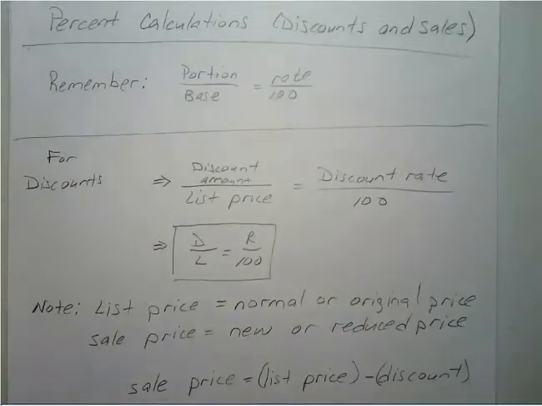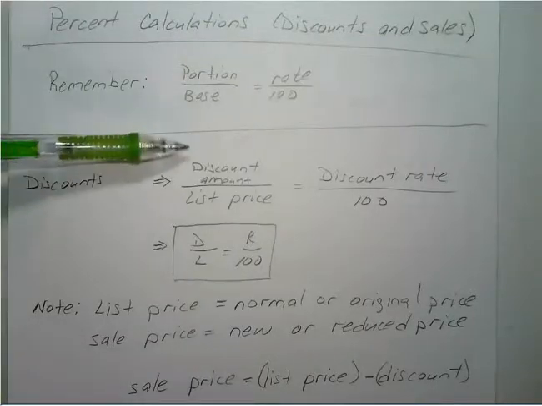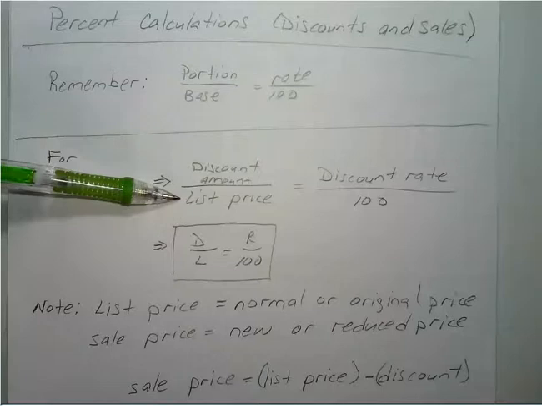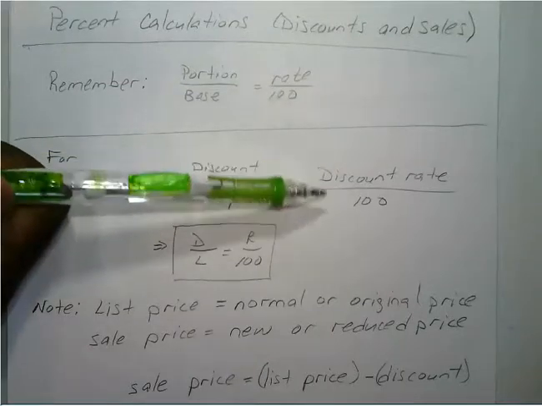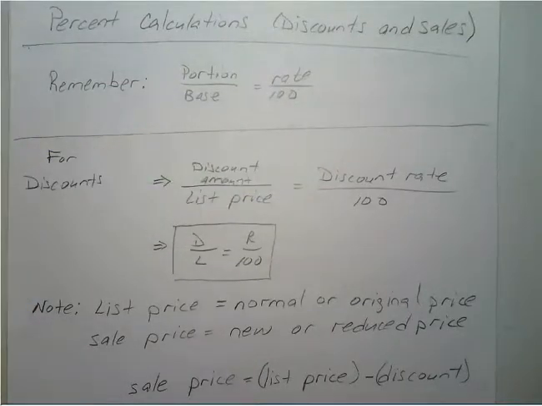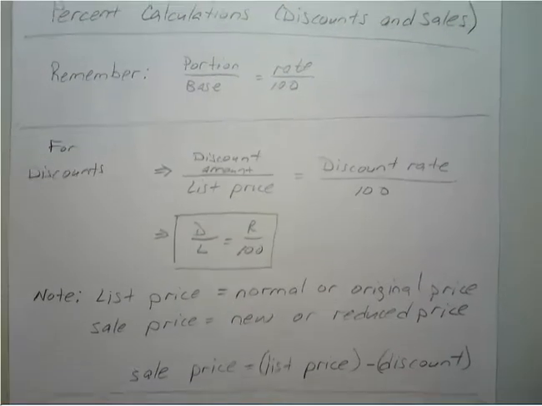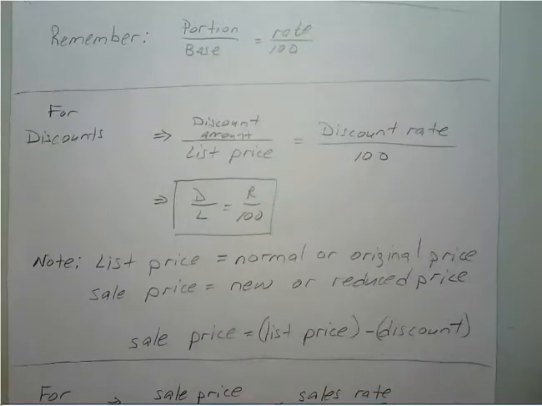If we're using a percentage problem for discounts, we have the discount amount divided by the list price equals the discount rate over 100. Now, the list price is just the normal or the original price. The sale price is the new price, or the reduced price, after the discount is applied. So the sale price is just the list price minus the discount.